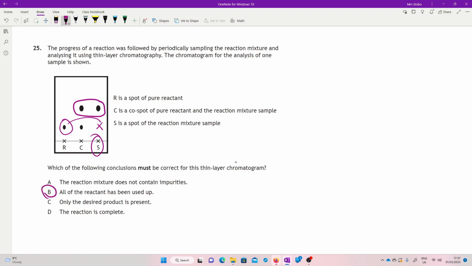I don't know anything about impurities. I don't know anything about if I've got other reactant or other products that are present, because I can have 2 in the same spot. And I don't know if the reaction's complete. It might be a multiple stage thing and I've only got one of them gone so far, but I know the reactant is now all gone. I just don't know how much more I still need to do. So the only thing that must be correct, all of the other ones could be correct, is B, and that's the multiple choice.